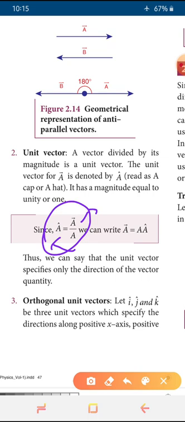We can say the unit vector specifies only the direction of vector quantity. So unit means that is 1. எப்படி யூனிட் வெக்டர் நம்ம டிஃபைன் பண்ணுறோம்? எந்த வெக்டர் வேல்யூ கொடுத்துருக்கானோ, that vector will be divided by its own magnitude. எந்த வெக்டர் கொடுத்துருக்கானோ அந்த வெக்டர் எதால் டிவைட் ஆயிருக்கு? By its own magnitude. This is called as unit vector.